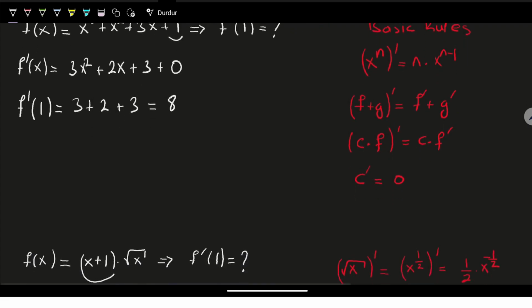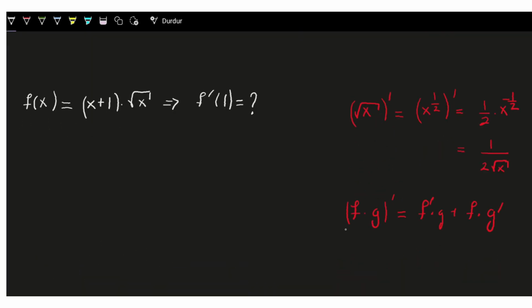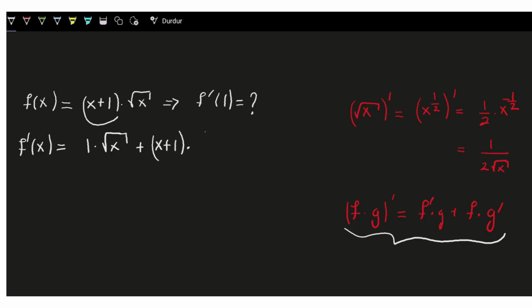Let's see next example. Using quotient rule for derivation shown here, we can derivate this function. Derivation of the first factor 1 times second factor square root of x plus the first factor times derivation of square root of x, 1 over 2 times square root of x. When we substitute x is equal to 1 into this derivation function, we are going to have this value 2.